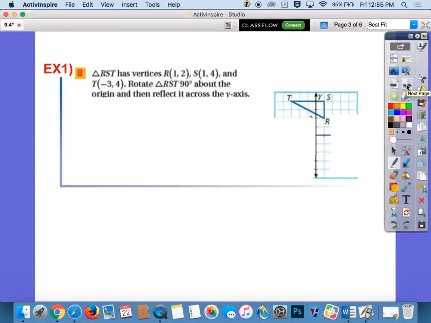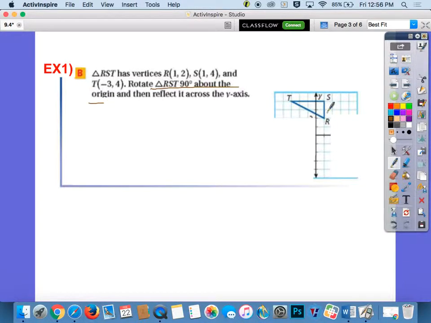Okay, so this is the kind of problem that you guys will expect to see on your test. And I gave a couple of you guys this in your review because there really weren't a lot in the homework, just so y'all could have some extra practice with this. All right, so triangle RST, we're starting here, and I have it covered up so we can talk through it. Triangle RST has vertices at (1, 2), (1, 4), and (-3, 4). Okay, we want to rotate it 90 degrees about the origin, then we're going to reflect. So treat these like two little mini problems here.